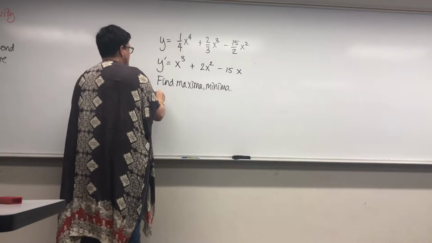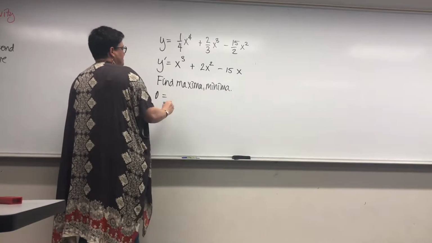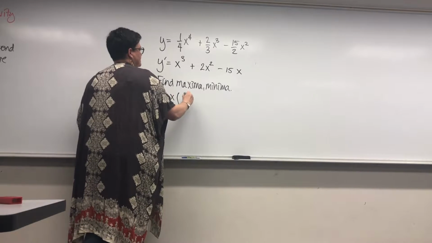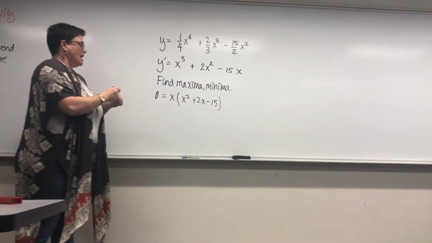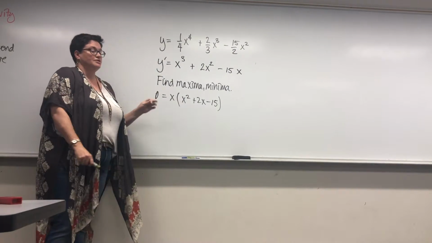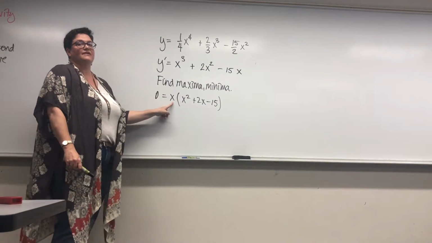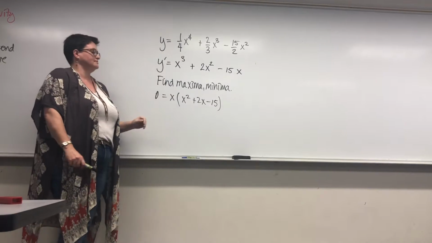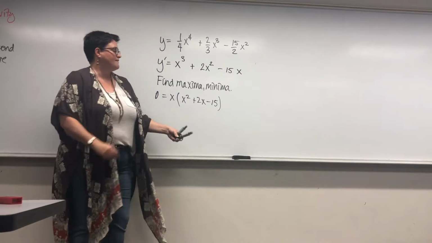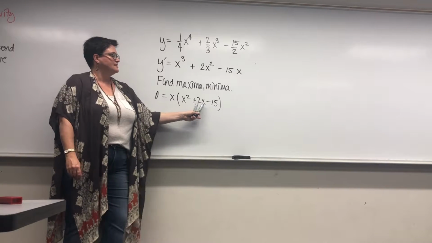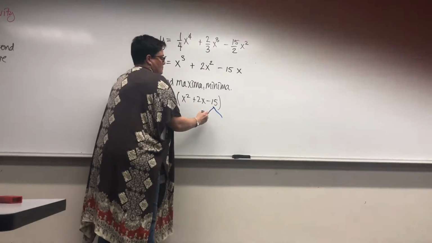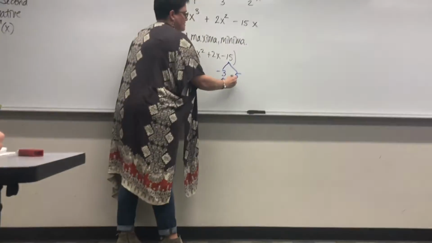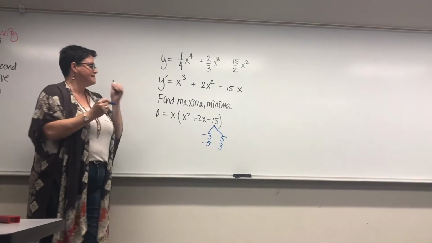I'm going to set the derivative equal to 0 and take an x out, giving me x times x squared plus 2x minus 15. Every term that contains an x is a solution, so hang on to this little x. You can't just divide by x and get rid of it. You remember my factoring trick? What multiplies to this and adds to this? We know it's going to be a 3 and a 5, either negative 3 and 5 or negative 5 and 3. Which one works?